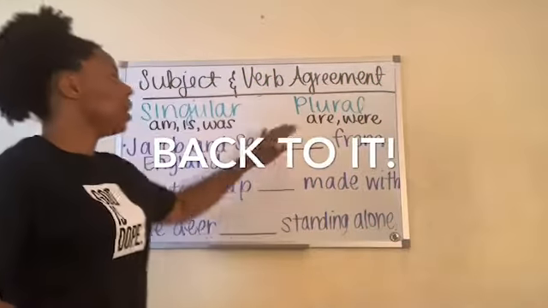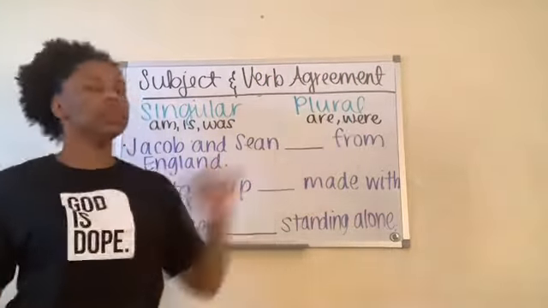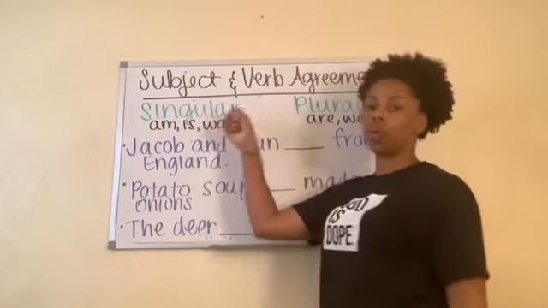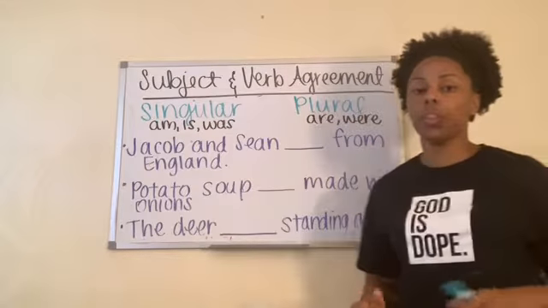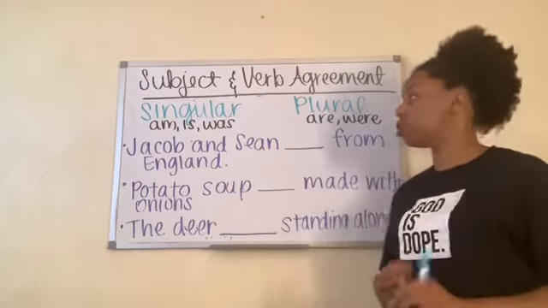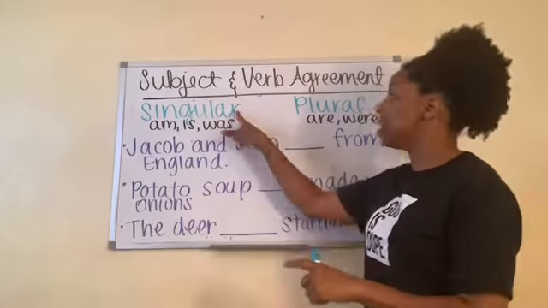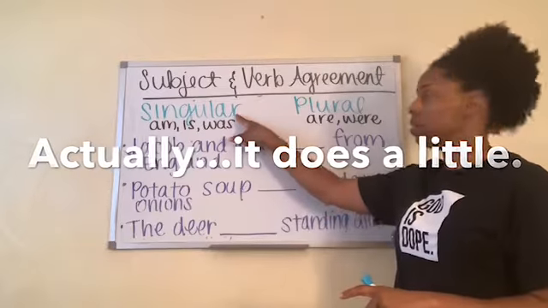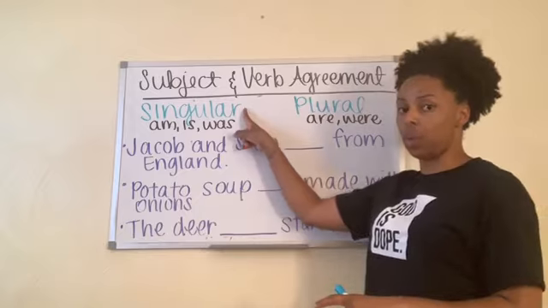So, plural, you use are or were. Singular, you use am, is, or was. This has nothing to do with it being in the past or the present. It's just all about how many things are your subject. More than one or just the one.